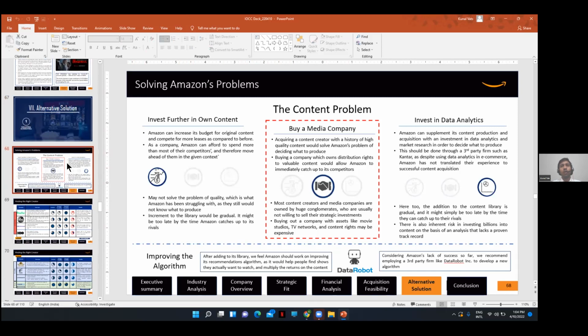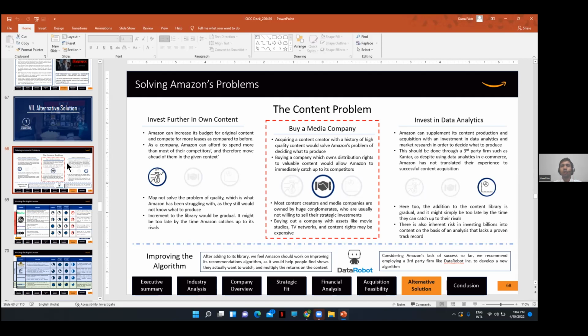Now we're talking of alternative solutions. If Amazon is not acquiring Netflix, what it should acquire, right? And we had three alternatives. Either Amazon can invest further in its own content library, it could buy out a media company, or it could invest in data analytics. We went ahead with the buying a media company solution, and we've detailed out the reasoning here as well.